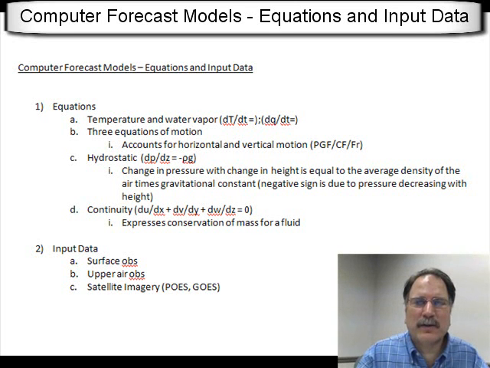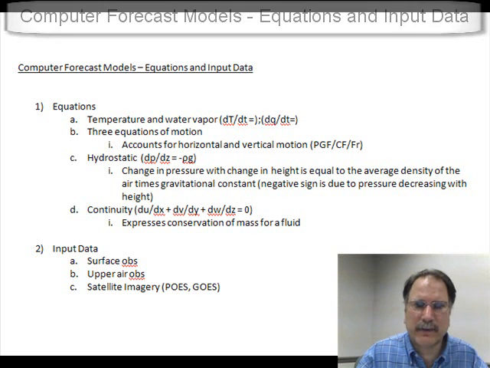Hi, SI meteorologist Paul Dorian here with a brief discussion on computer forecast models, equations, and input data. Well, one of the main forecasting tools used by a forecaster in today's world is the computer forecast model. Computer forecast models really became in vogue during the 1950s, but have evolved immensely and improved dramatically over the last several decades.